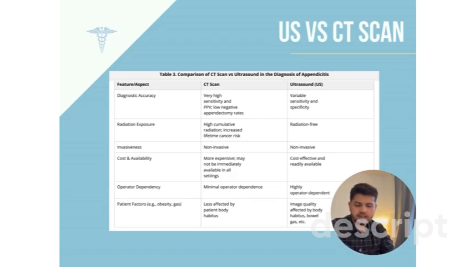CT scan is very high quality imaging. It's very reliable, has very high sensitivity, and has very low negative appendectomy rates, although there's a very big risk of radiation with it, so it can cause cancer. Obviously, ultrasound is better than CT scan in terms of cost. CT scans don't rely a lot upon operator skills, and patient factors do not affect CT scan results. Understand the pros and cons of both imaging modalities, so that next time we are requesting one, we know why we are doing it and what the benefit is versus the cons.